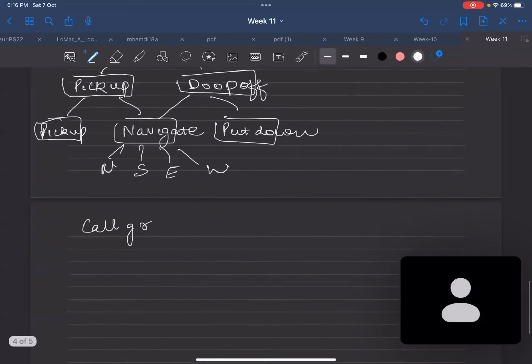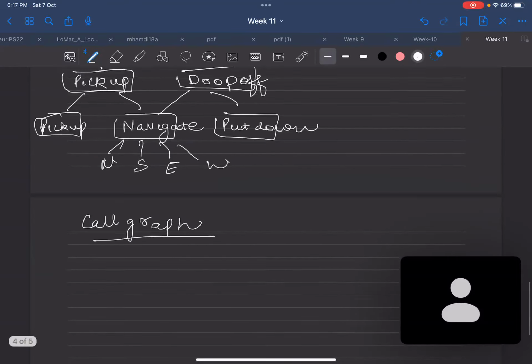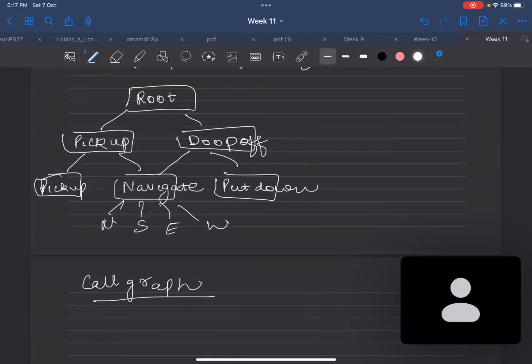Now, can I say this is a call graph? As we are calling the subroutines here, it is giving me a clean structure. I have a pickup task. What are the actions here? I have a drop off task. What are the actions here? Can I say that it is giving a cleaner structure than HAMs?